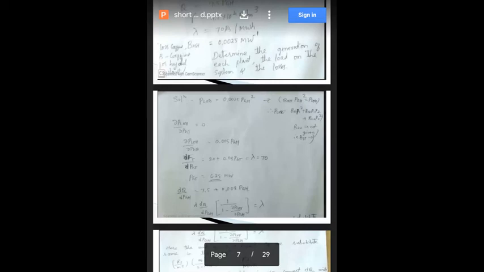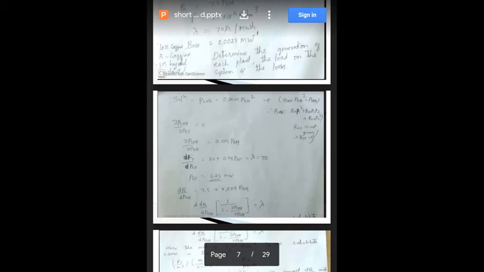Now, since B22 is not given, the partial differentiation of dou P loss with respect to dou PGT will be equal to 0. Whereas if you take the partial differentiation of power loss with respect to hydel power generation, dou P loss by dou PGH, it will be 2 into 0.0025, that is 0.005 into PGH.